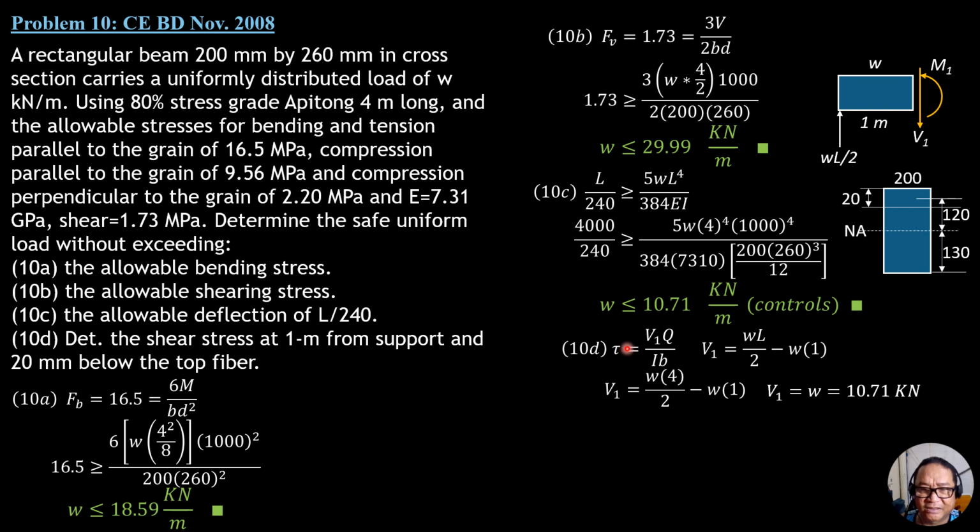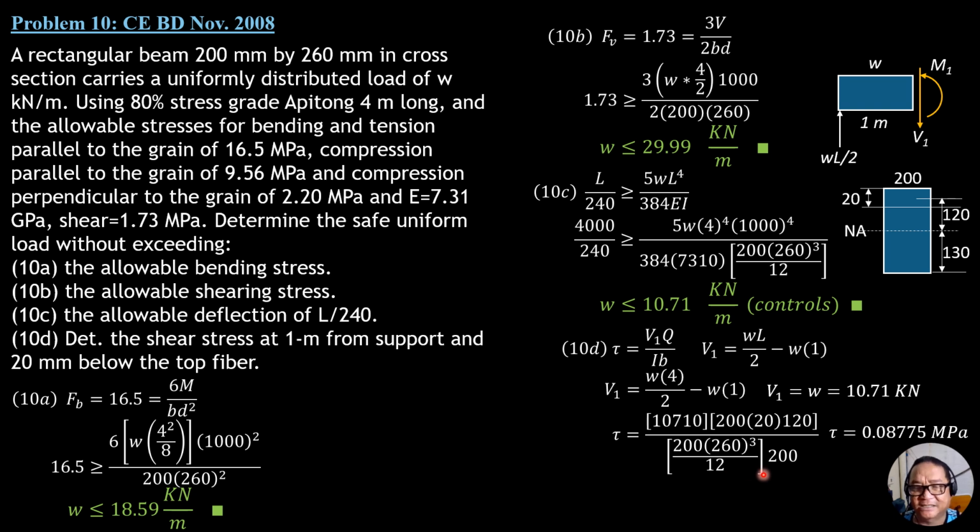So substitute into the formula, the results would be in megapascals. So shear stress is 10,710, then Q is 200 times 20 times 120 over I, 200 times 260 cube over 12. B is the length of this section, which is 200. So solving for shear stress in megapascals, that's 0.08775 megapascals. Then finally convert that to kilopascals, so 87.75 kilopascals. So that's it for this video.